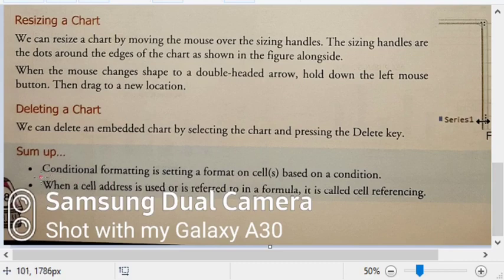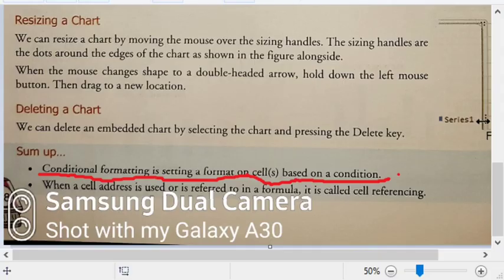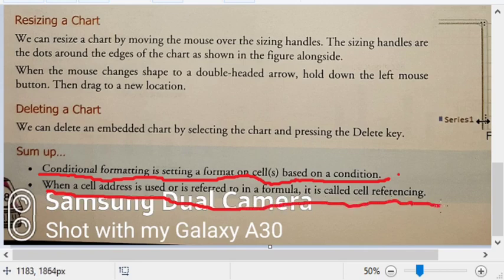Sum up. First, conditional formatting is setting a format on the cells based on a condition. Next question is cell referencing. So for this one, once again you come to page number 38. Sum up. When a cell address is referred to in a formula, it is called cell referencing.